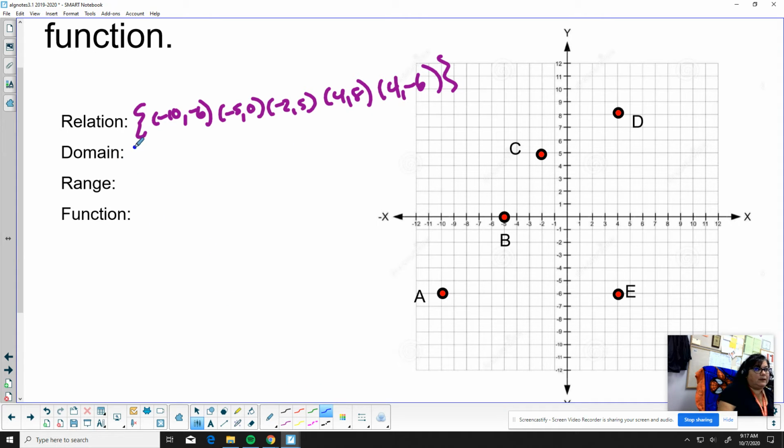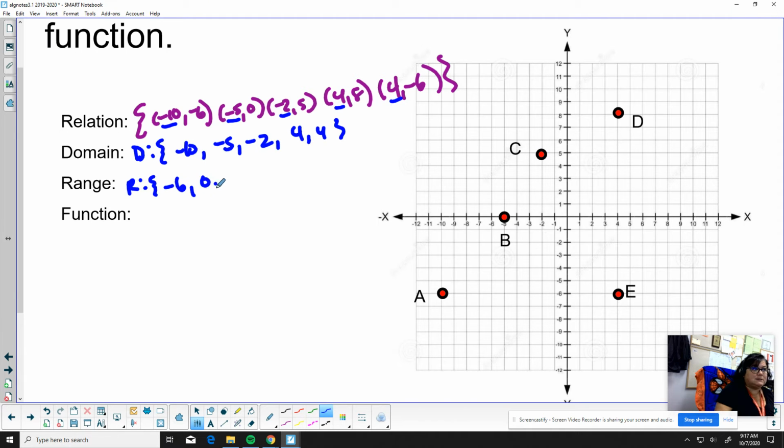My domain are all the x's, so I just write them down. -10, -5, -2, 4, and 4. Okay, I just wrote down the first value in each ordered pair. And my range are all the y's, so -6, 0, 5, 8, and -6. And this is not a function because there are 2 4s in the domain, or in the x. Okay, so it's not a function.